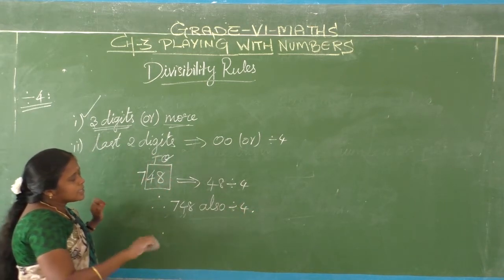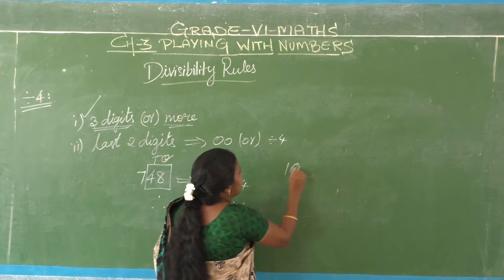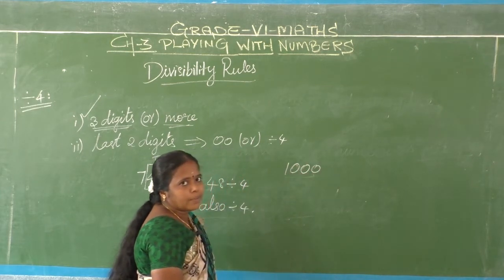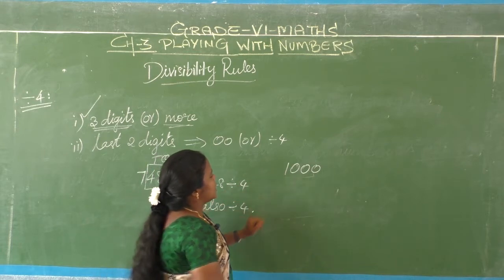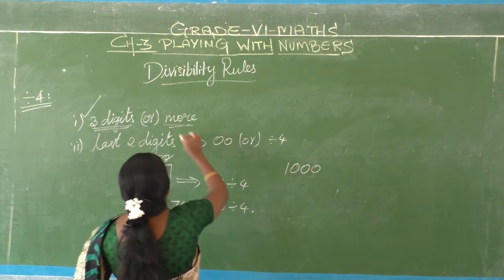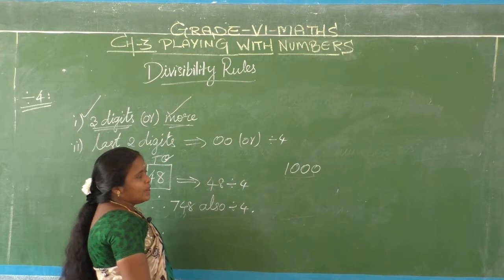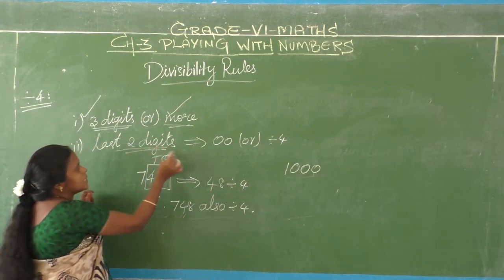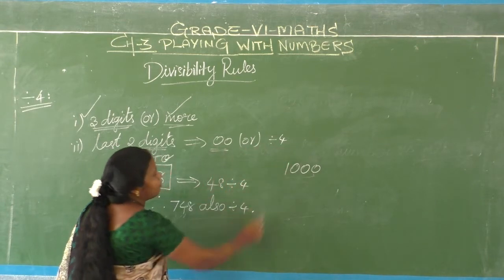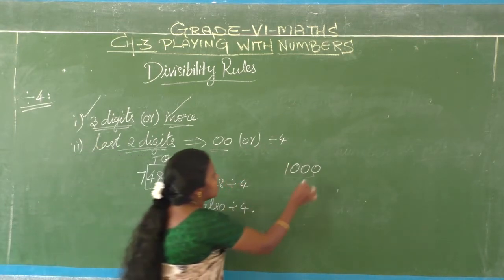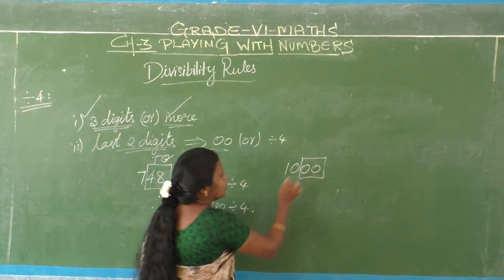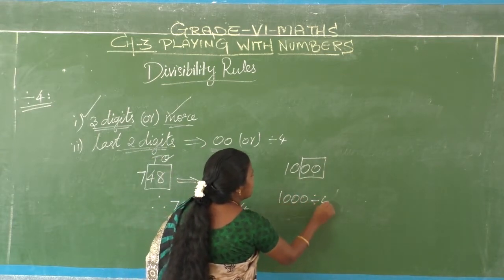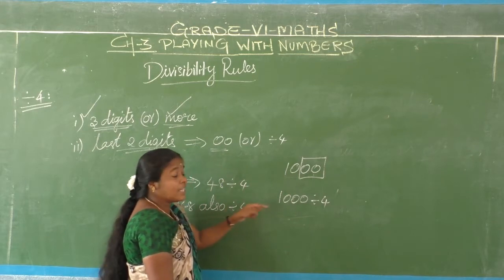Clear? Some other examples. See, for example, 1000 I am taking. It is a 4 digit number, 1, 2, 3, 4, so the first condition is satisfied. What is the second condition of this rule? The last 2 digits are either 0, 0 or divisible by 4. Here the last 2 digits are 0, 0. Therefore we can tell 1000 is divisible by 4. Check whether it is divisible or not.